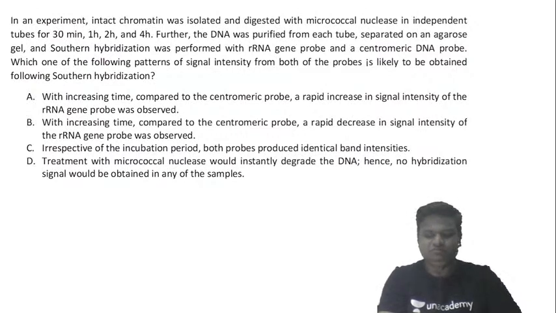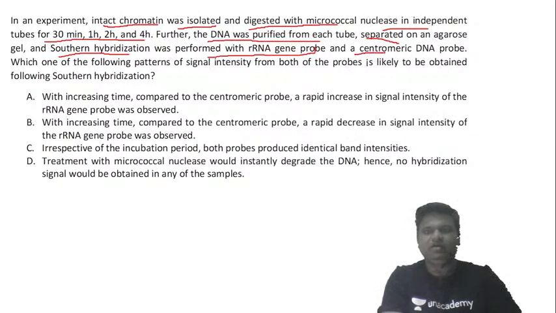So this is the first question. In an experiment, intact chromatin was isolated and digested with micrococcal nuclease in independent tubes for 30 minutes, 1 hour, 2 hours and 4 hours. Further, the DNA was purified from each tube and separated on agarose gel, and southern hybridization was performed with rRNA gene probe and centromeric DNA probe. Which one of the following patterns of signal intensity from both of the probes is likely to be obtained following southern hybridization?